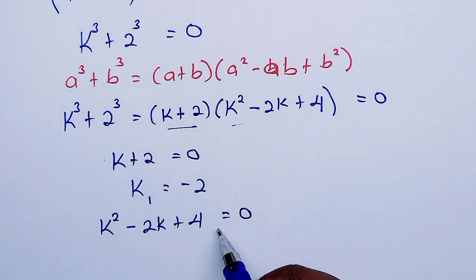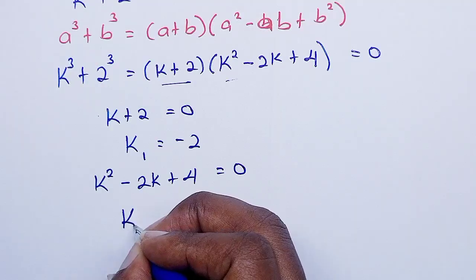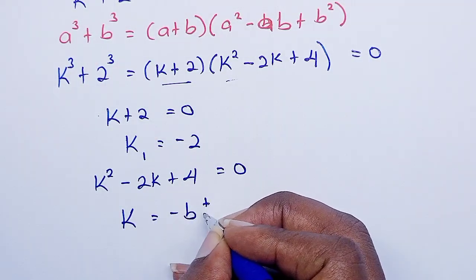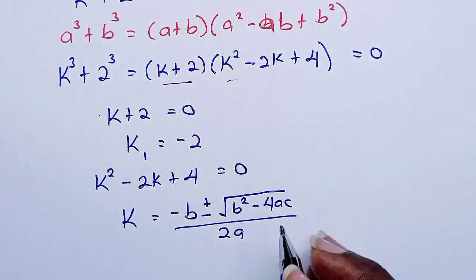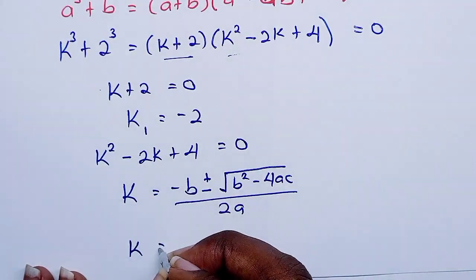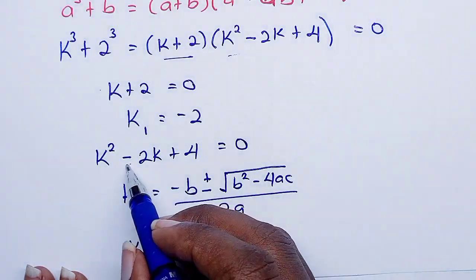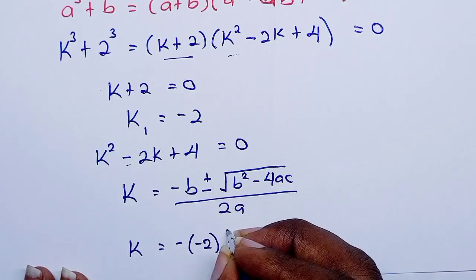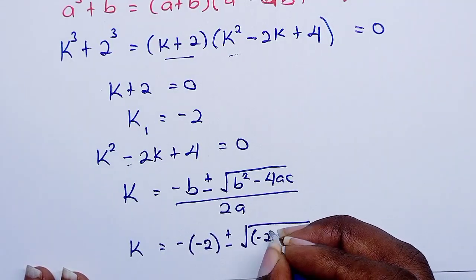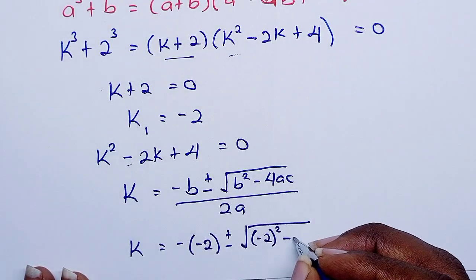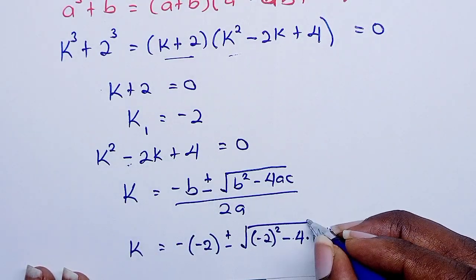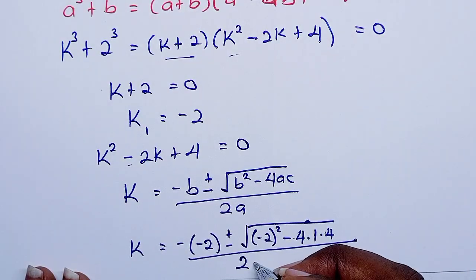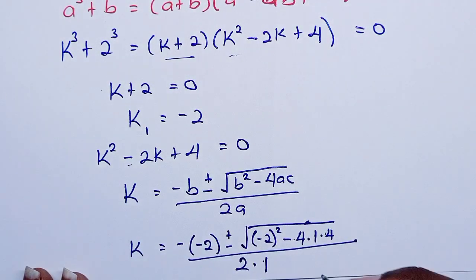So this is a quadratic equation which we can solve using the quadratic formula. So using the quadratic formula, k will be equal to minus b plus or minus the root of b squared minus 4ac, over 2a. So k is equal to minus b, b is negative 2, so minus negative 2, plus or minus the root of negative 2 squared minus 4 times a, which is 1, times c, which is 4, over 2 times a, which is 1. Okay?